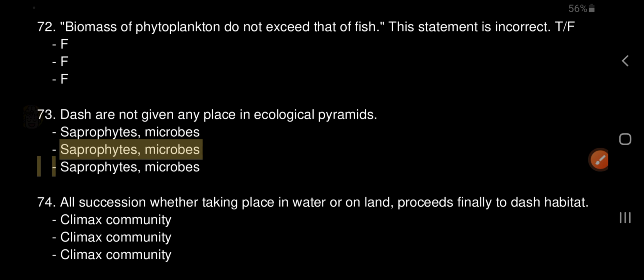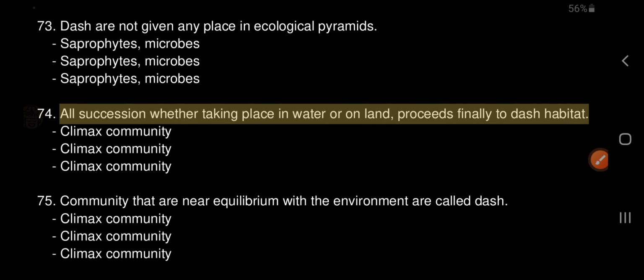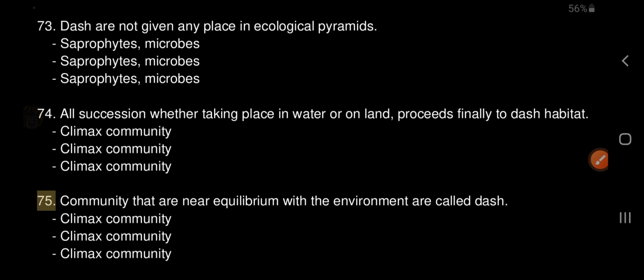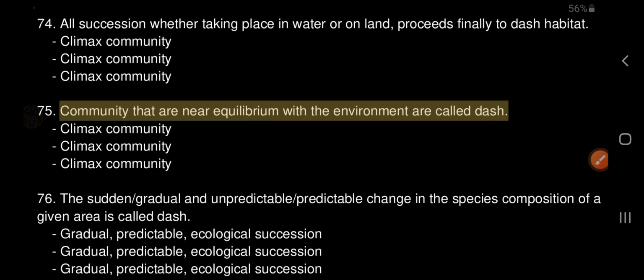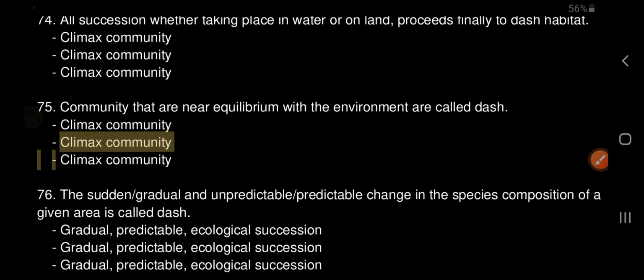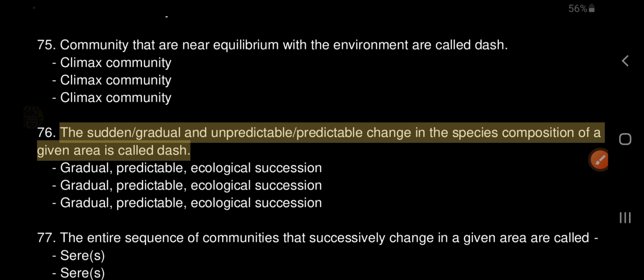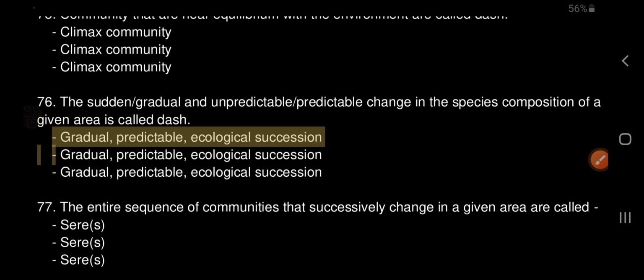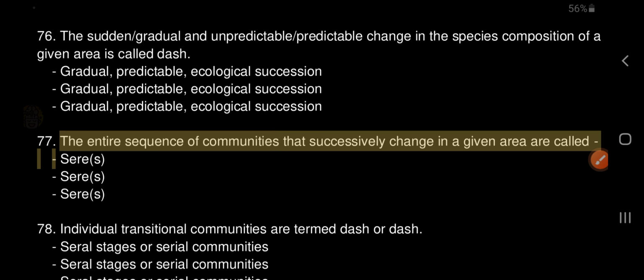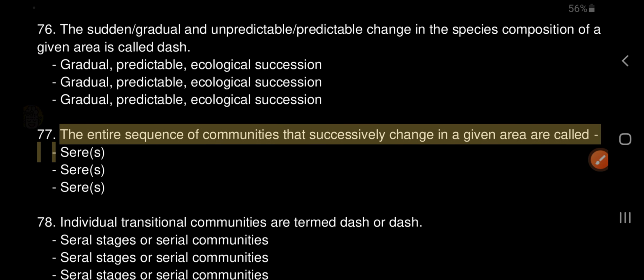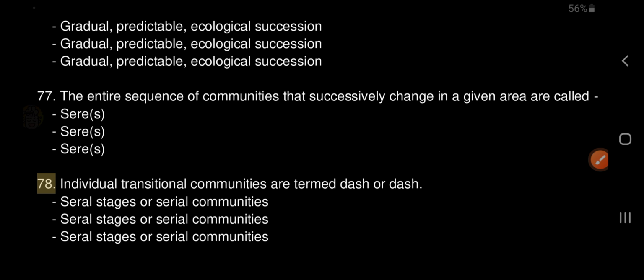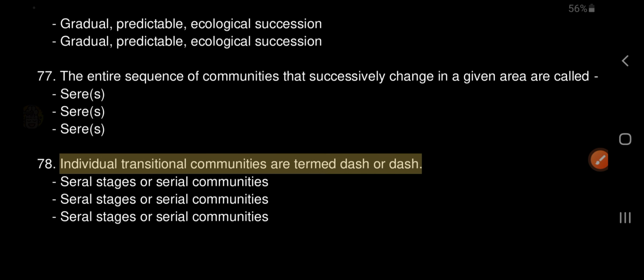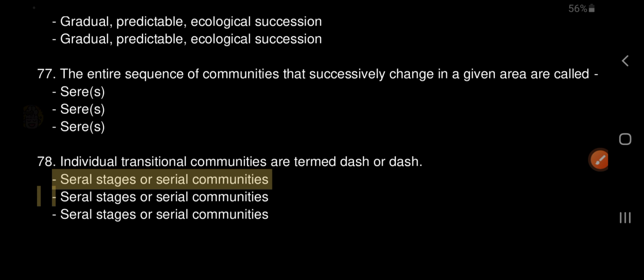Saprophytes, microbes. 74. All succession, whether taking place in water or on land, proceeds finally to dash habitat. Climax community. 75. Community that are near equilibrium with the environment are called dash. Climax community. 76. The sudden, gradual and unpredictable change in the species composition of a given area is called dash. Gradual, predictable, ecological succession. 77. The entire sequence of communities that successively change in a given area are called sere. 78. Individual transitional communities are termed dash or dash. Serial stages or serial communities.